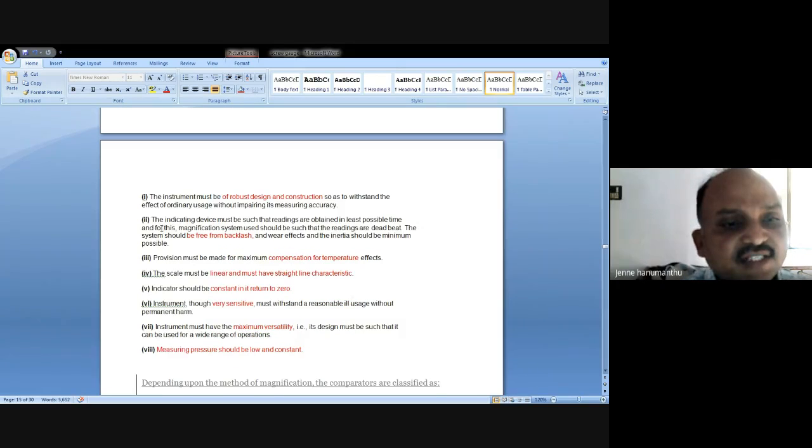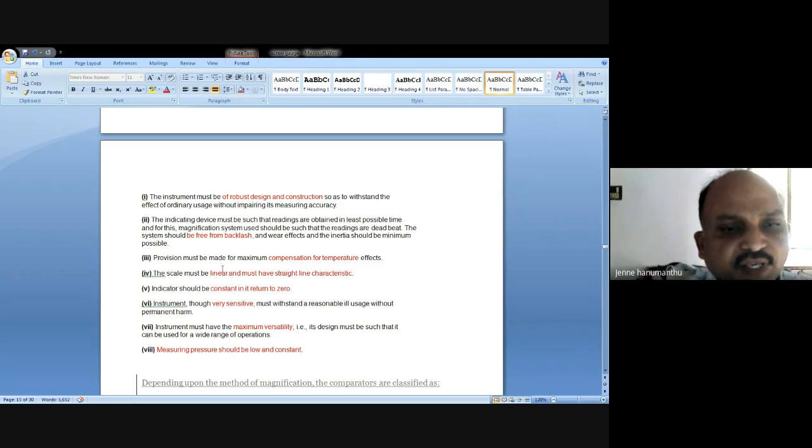The second requirement is the instrument should be free from backlash. Backlash, or deadbeat, means if I give input to the instrument, I am expecting some output. If it takes some time, that is called backlash, dead time. That type of instrument cannot be useful for construction of your comparator. So it should be free from backlash.